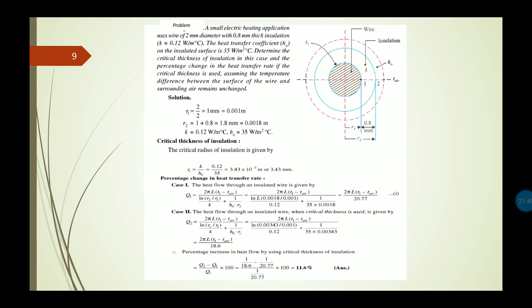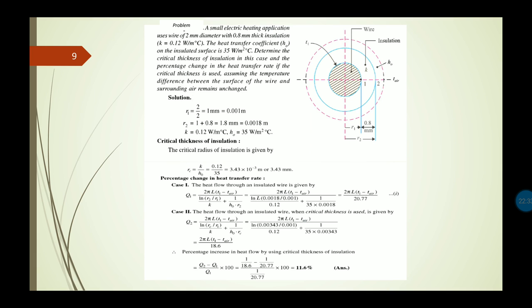So here in the question, a small electric heating application uses wire of 2 mm diameter with 0.8 mm thick insulation, where the thermal conductivity K is given. The convective heat transfer coefficient of the insulated surface is 35 watt per meter square degree centigrade. We need to determine the critical thickness of insulation in this case and the percentage change in the heat transfer rate if the critical thickness is used, assuming the temperature difference between the surface of the wire and the surrounding air remains unchanged. So this condition is given here.